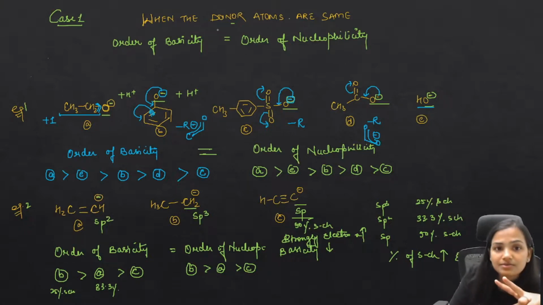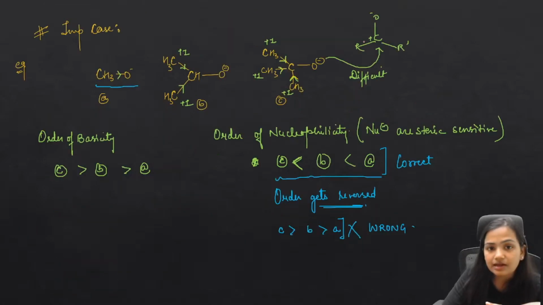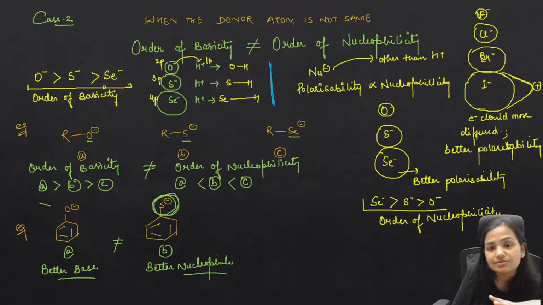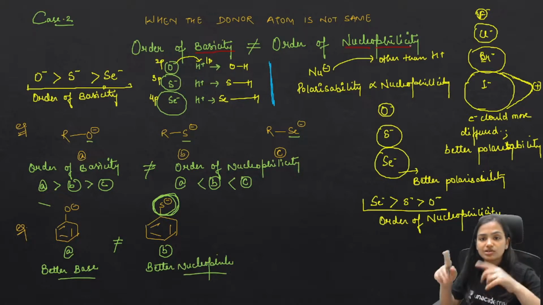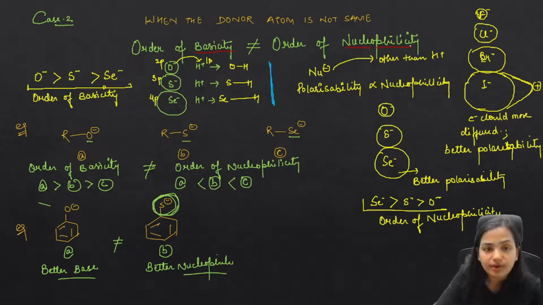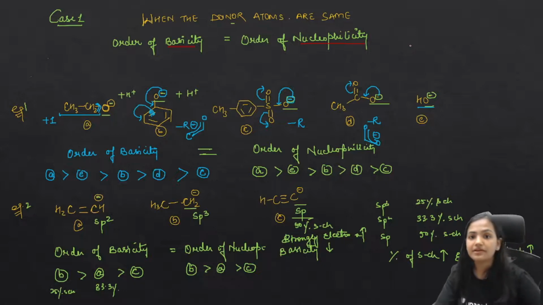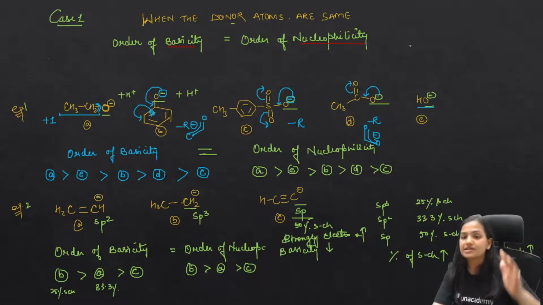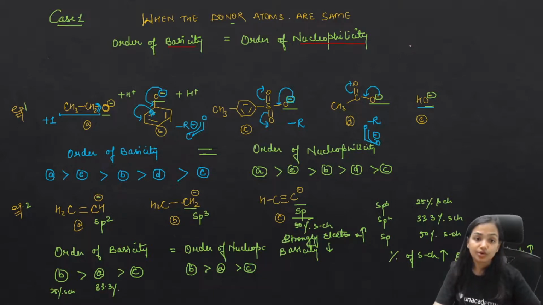I have taken two cases. When the donor atoms are the same, basicity is equal to nucleophilicity. In the other case, when the donor atoms are not the same, then basicity is not equal to nucleophilicity. If you know one of those, you can answer the other. When they are not the same, every time we cannot say that the order of base is equal to the order of nucleophile. When donor atoms are the same, they are going to be the same; when they are not the same, they are not.